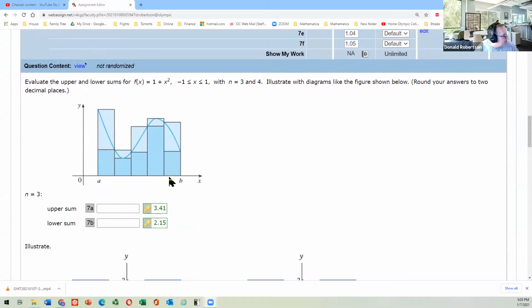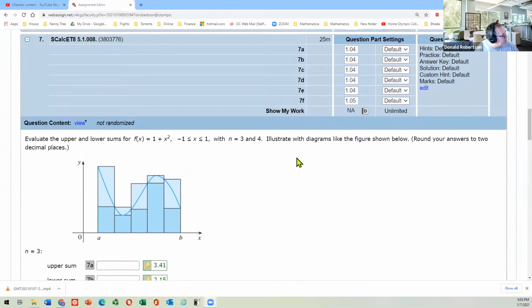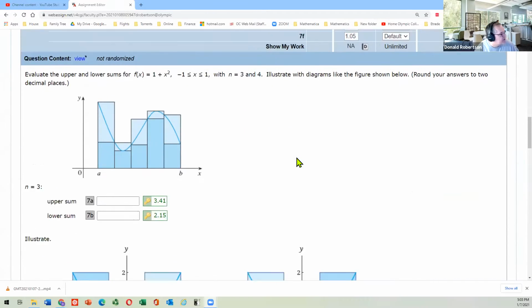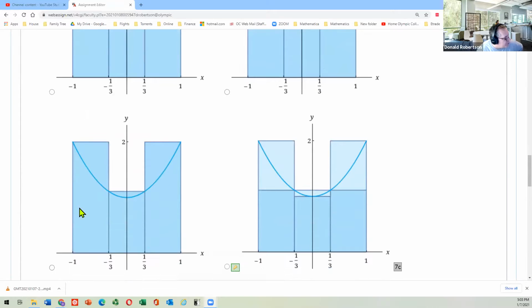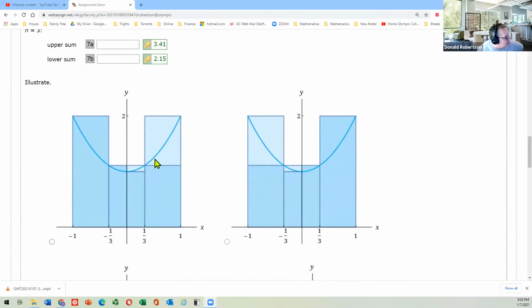Guy in front of me, what question is that? It's question 7 from 5.1. What you've got here is a function called 1 plus x squared. And this thing here is just an example of what to do. It isn't actually part of the question. It's just to show you how you choose one of these 4 pictures that come later.